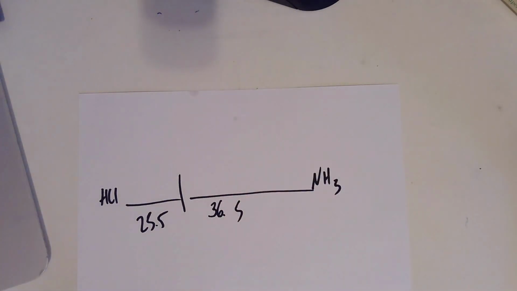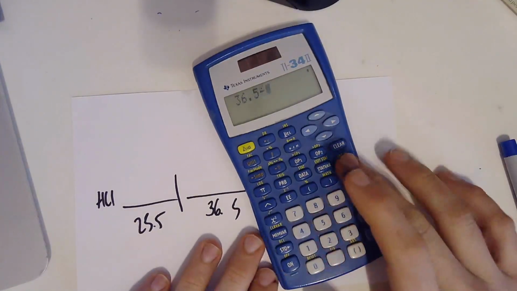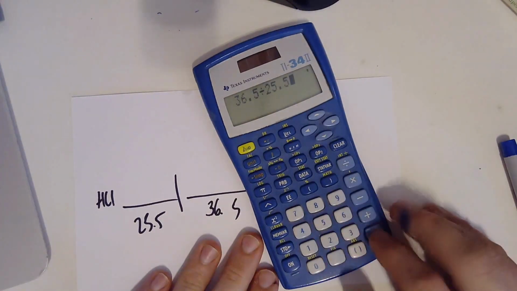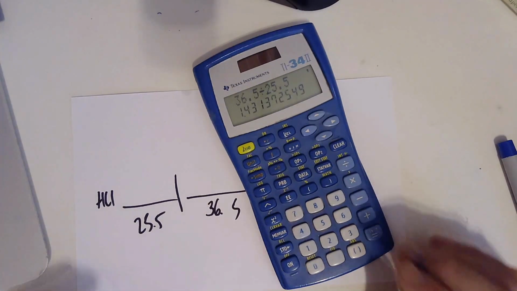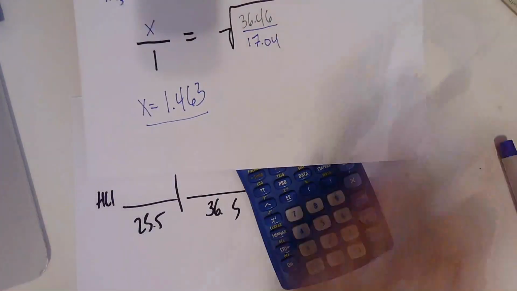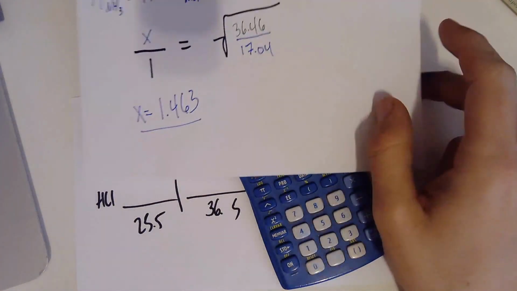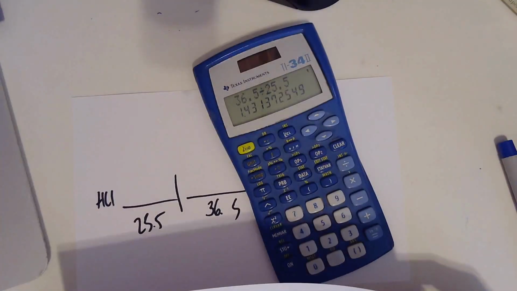So all we have to do is divide those two numbers. Okay, 36.5 divided by 25.5 gives 1.43. And that should be a holy crap moment for you. After all, we predicted 1.46. And here we are with, hey, that looks really good.